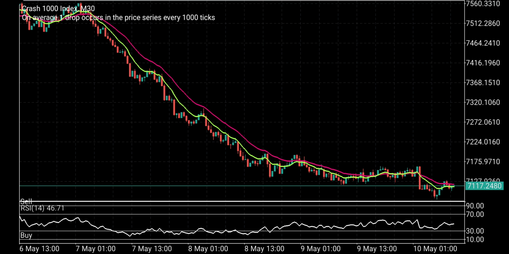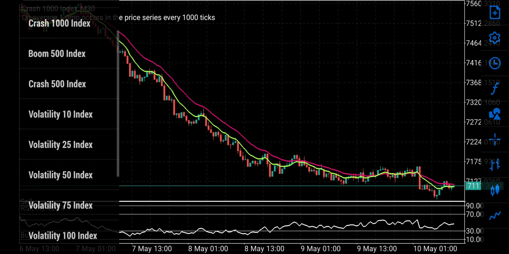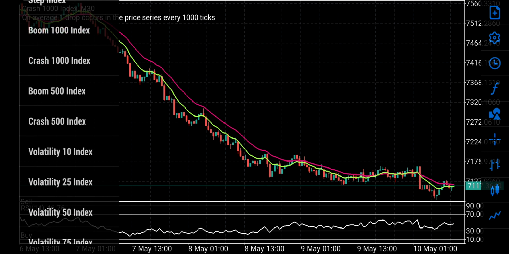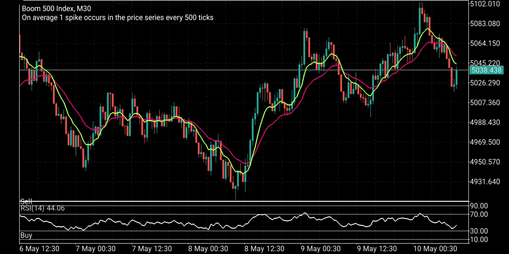So let's get started. This is Crash 1000. I will not be touching it for today. Probably in my other videos I can do that. So I'll click on here and we pick the ones we'll be considering. Okay, starting from Boom 500. So click on that, wait for the market to open. Okay, so this is the 30-minute time frame, and let's see what the market is doing.